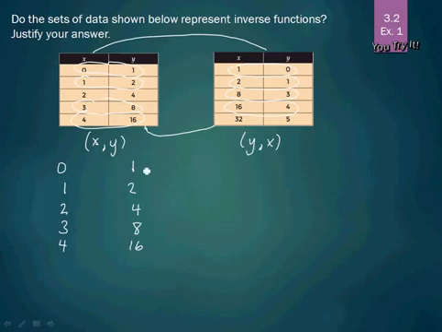So if we look at 0 and 1, well, we know that 2 to the 0 equals 1. With 1, we know 2 to the 1 is 2. For the next one, we know 2 squared is 4. We know 2 to the third is 8, and 2 to the fourth is 16. So it does follow an exponential relationship. Looking at the other table, let's see if this works exactly the opposite.